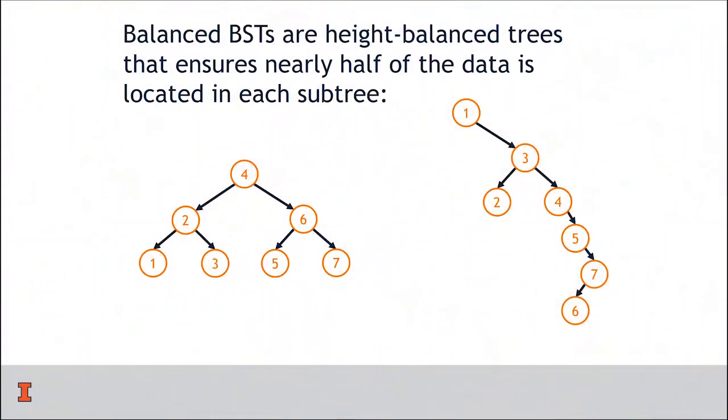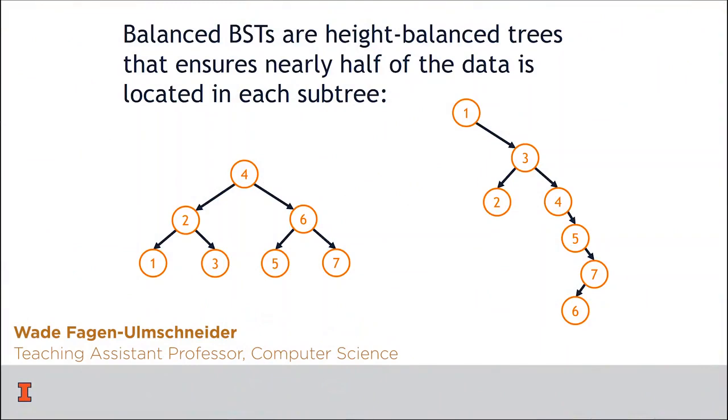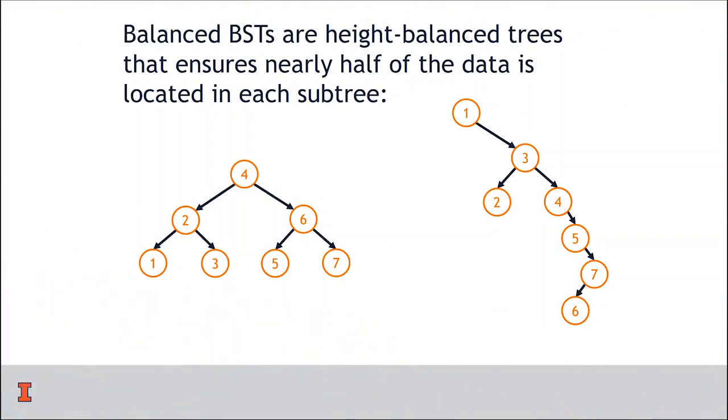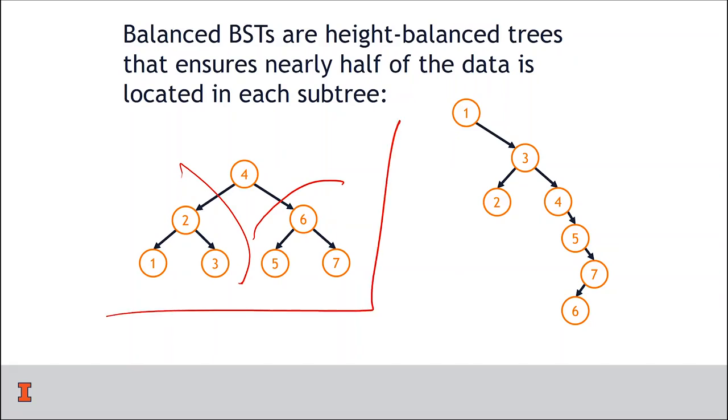In the last video, we talked about the balance factor of a binary tree. Now we're going to talk about balanced binary search trees, which are trees that are height balanced to ensure that nearly half the data exists on the left half of the tree, and nearly half the data exists on the right half of the tree. Here on the left, we see a very balanced binary search tree, while on the right, this binary search tree is far out of balance.